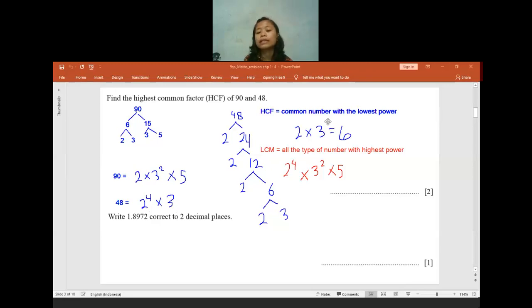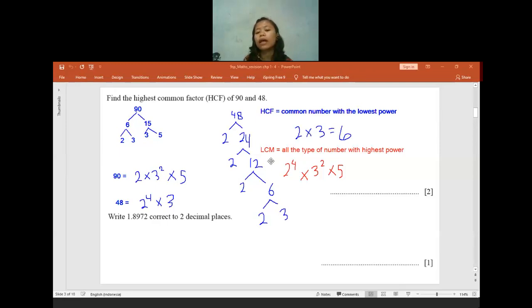To find the HCF, I need to take the common number only with the lowest power. The common numbers in here are 2 to the power of 4, 3 to the power of 2 and number 3. I need to take the lowest power one. That's why I take number 2 and number 3. When I take the numbers, I need to multiply them, and it becomes 6.